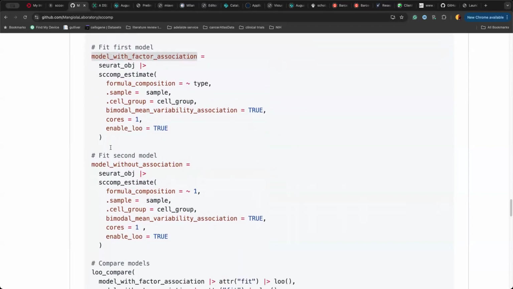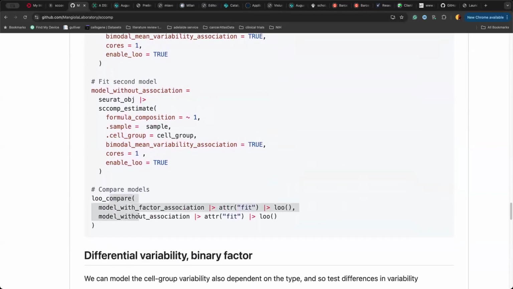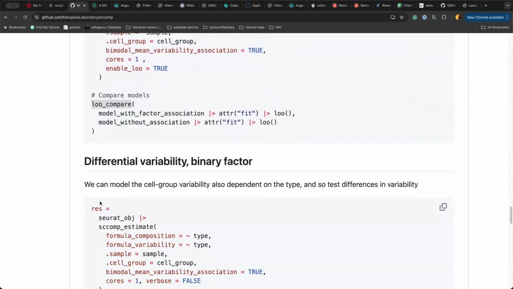You can see here the two models that are competing, and then you just call loo compare of the two fitted models.